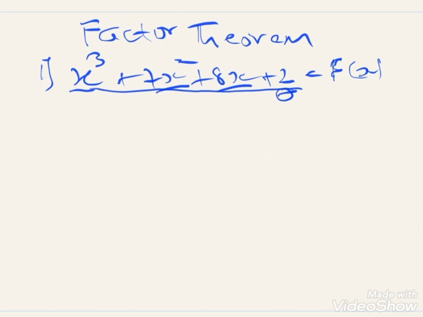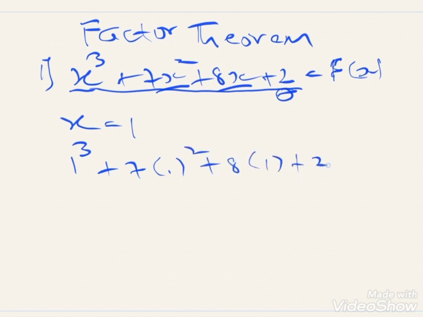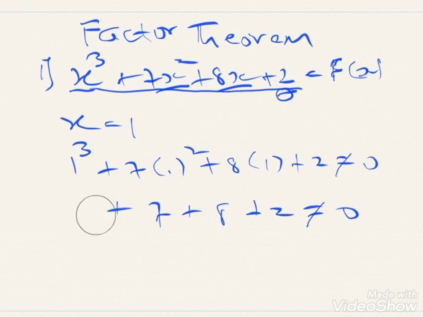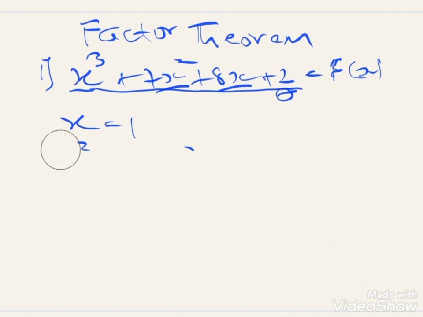Again, let x equal plus 1. Let us put 1 cubed plus 7 bracket 1 squared plus 8 bracket 1 plus 2, which is not equal to 0. How? Because 1 cubed is 1, 1 squared is 1 times 7 is 7, plus 8 plus 2. Summing all this will give us 18, which is not equal to 0. Again, we do away with plus 1.